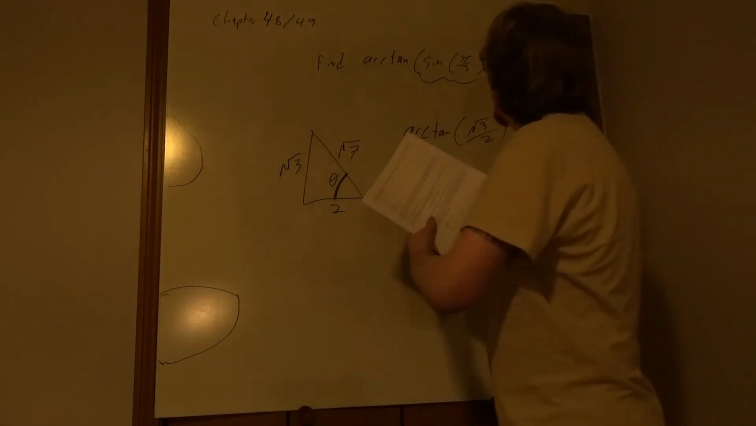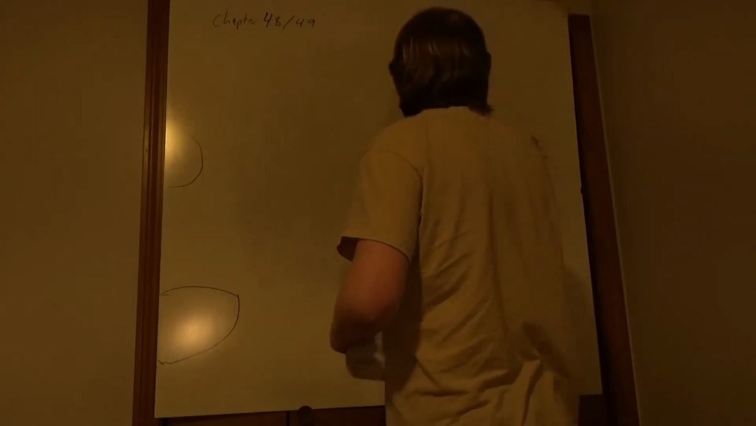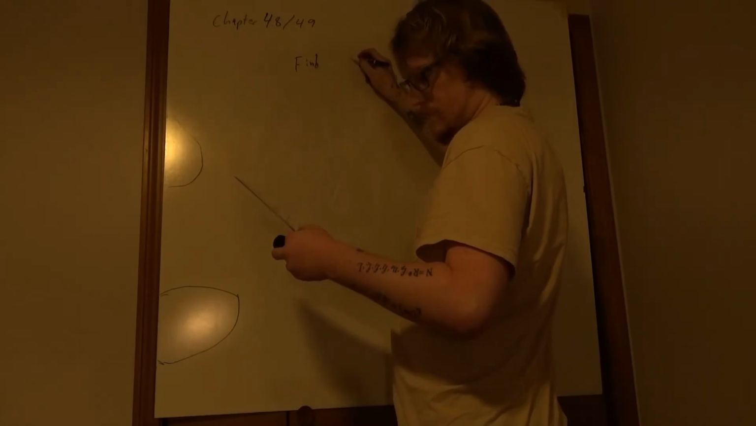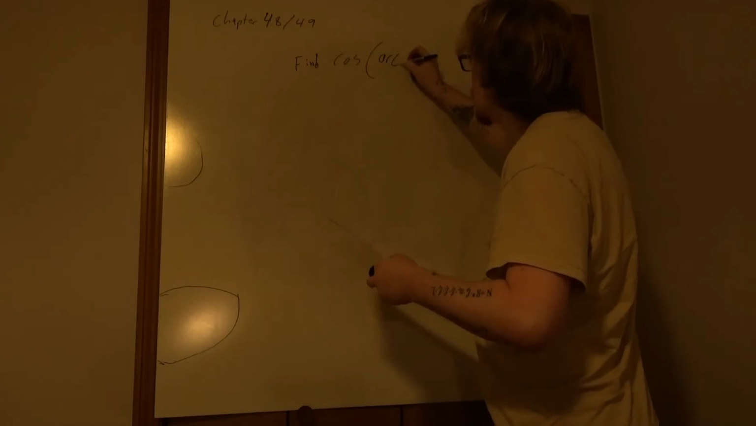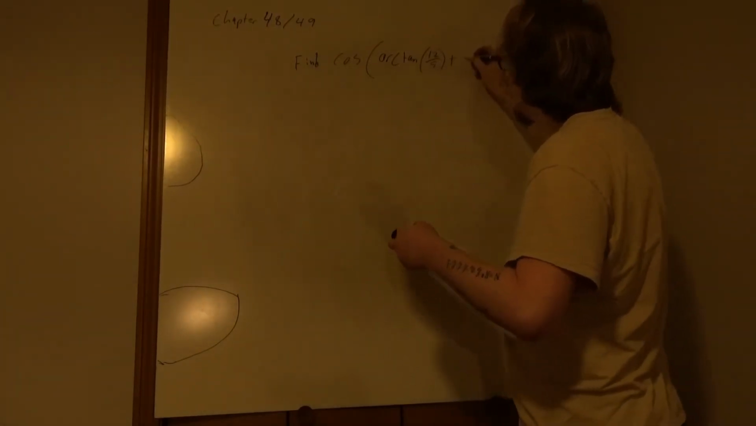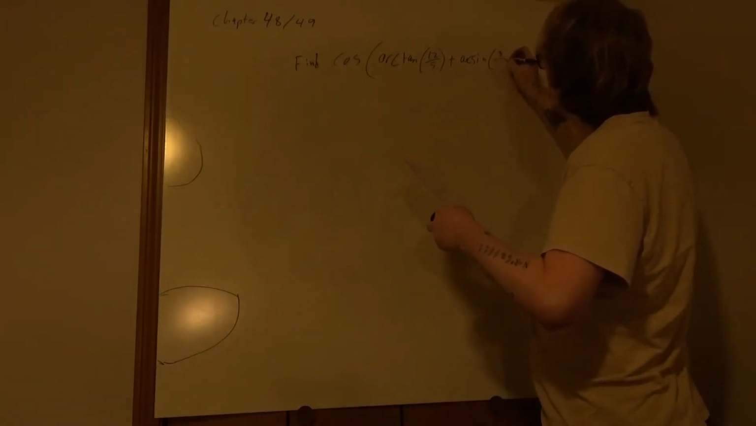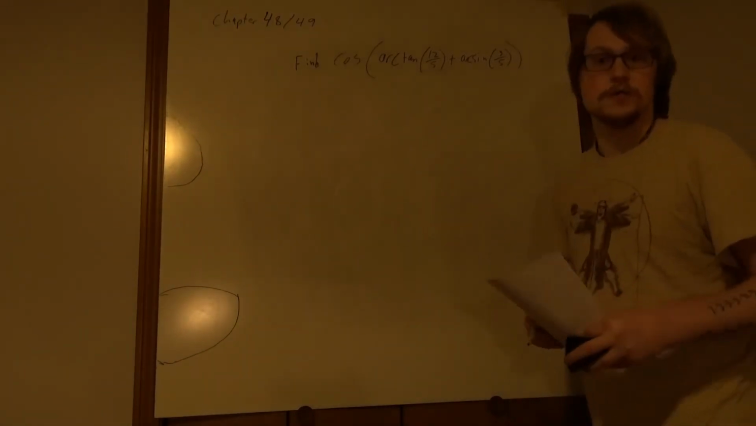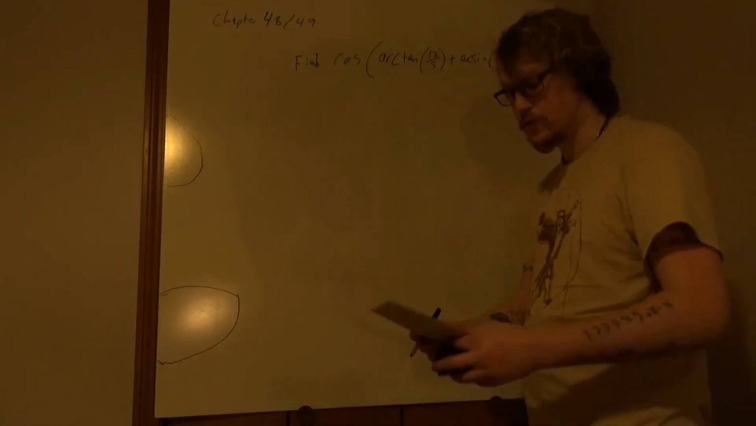All right, the next one is going to use both of these things sort of combined. So this one says, find, where is it, the cosine of the arctan of 12 over 5 plus the arcsine of 3 over 5. Yes. And so this is kind of a beast. I wouldn't really want to work on this unless I had to, but I do.